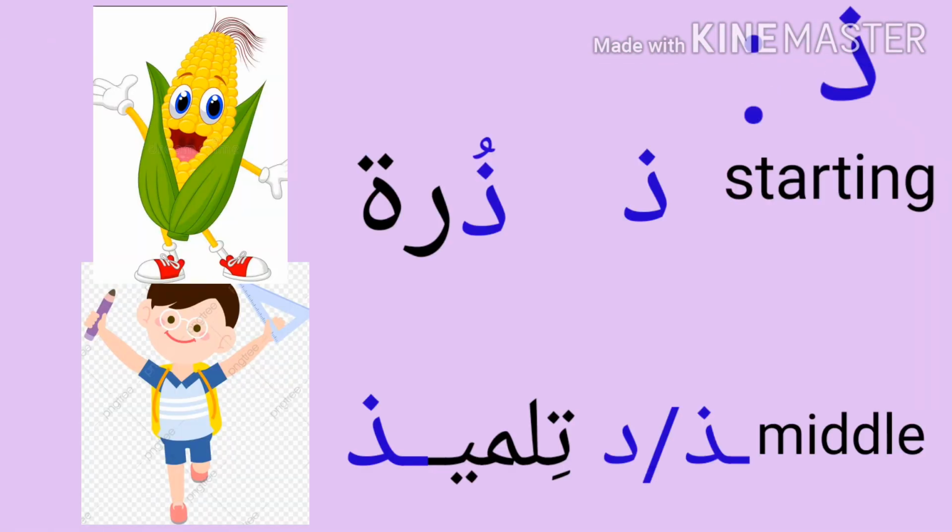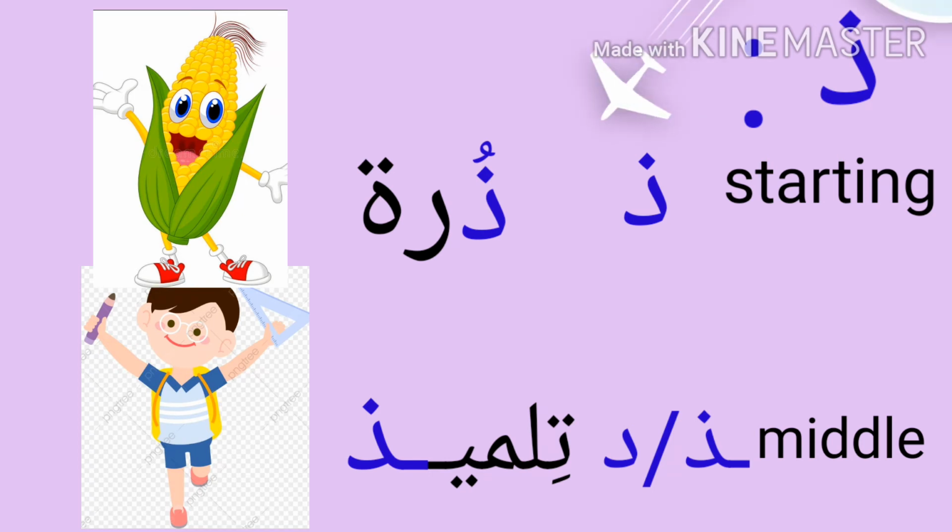In the case of the letter Dhal, as you can see in the first example, Dhura, Dhal joins as a starting letter. But in the second example, Tilmidh, Dhal joins as a middle joining letter. But it can also join as an isolated or a normal ending letter. So, Dhal joins in two different ways.